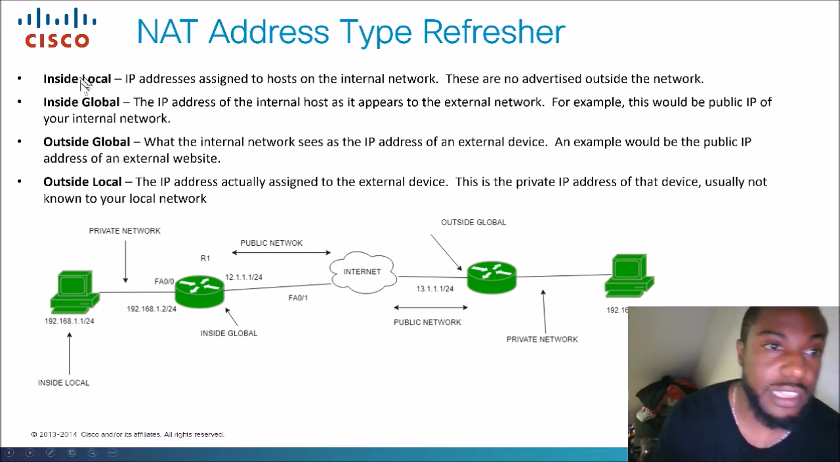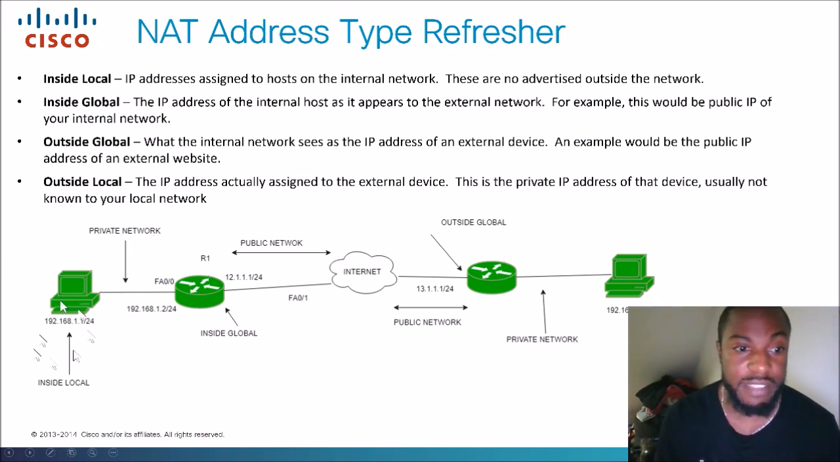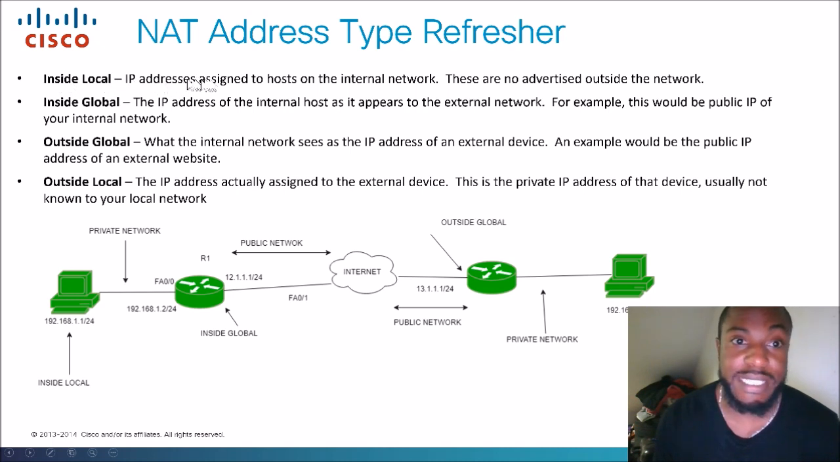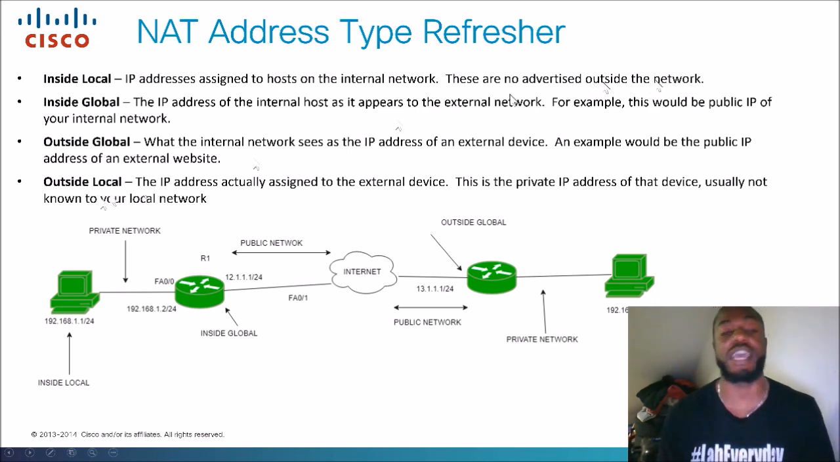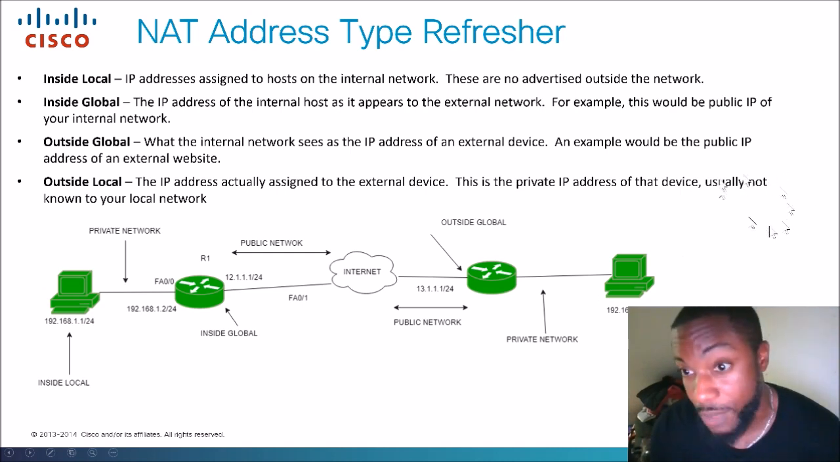You have your inside local address, right? We're going to be reading this from left to right, so we're starting over here with inside local. This is you and your PC, or your refrigerator, your microwave, whatever has an IP address. The inside local IP address is assigned to hosts on the internal network. It is not advertised outside the network, so you won't see this address on the network outside.